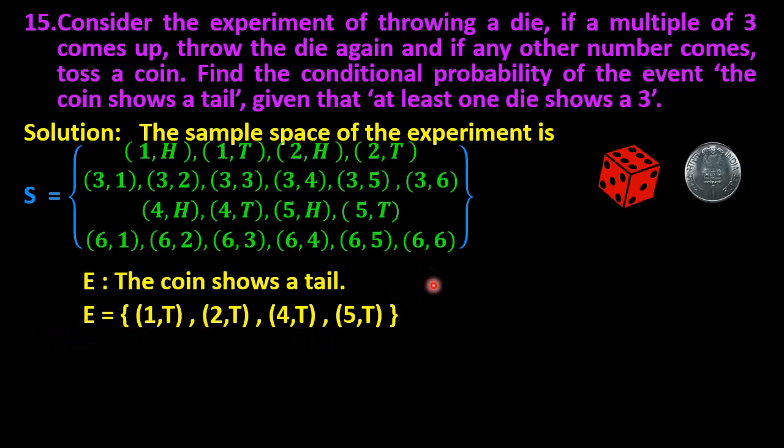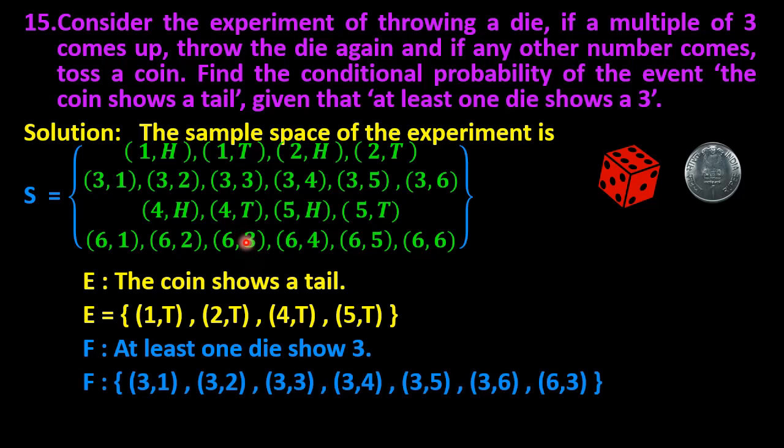And similarly, let us represent an event by F which denotes that at least one of the dice shows 3. So out of 20 elements in the sample space, how many contain 3? We have to look for it. So here there is 1, second, third, fourth, fifth, sixth, and here 7. So altogether there are 7 elements in the set F.